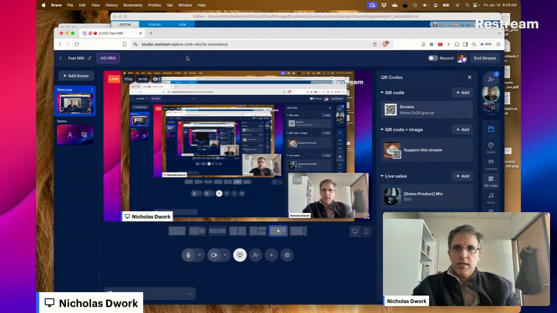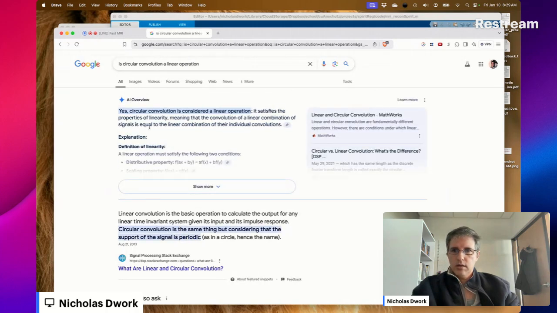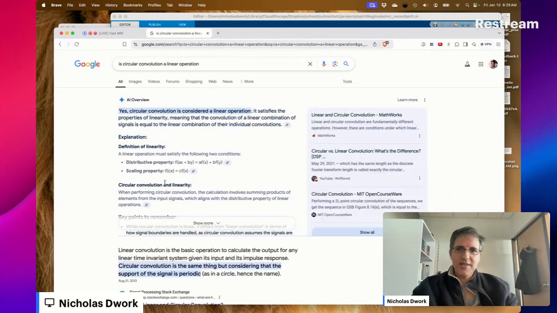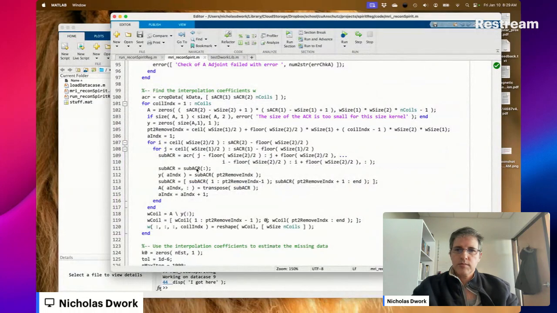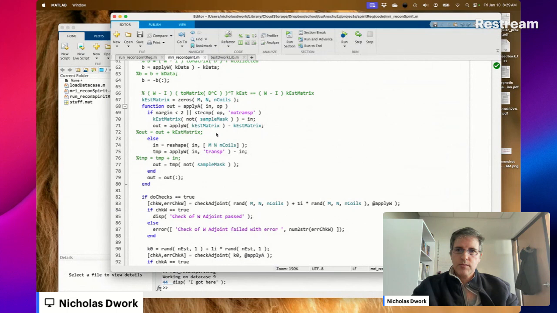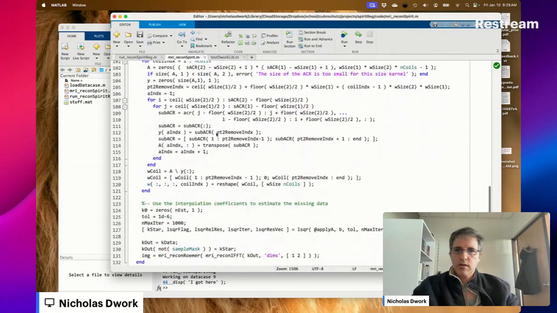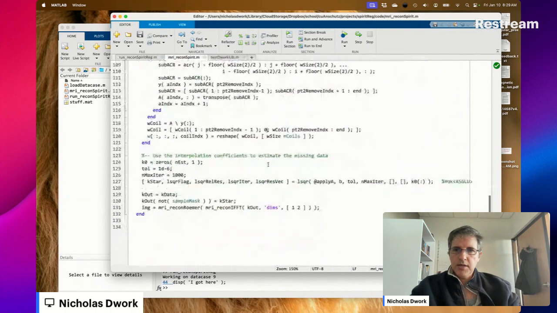Convolution is a linear operation. Yes, circular convolution is considered a linear operation. I don't know what this is going to do, but we're at least going to track it down. Okay, so W coil. I'm going to make a new apply W minus I.